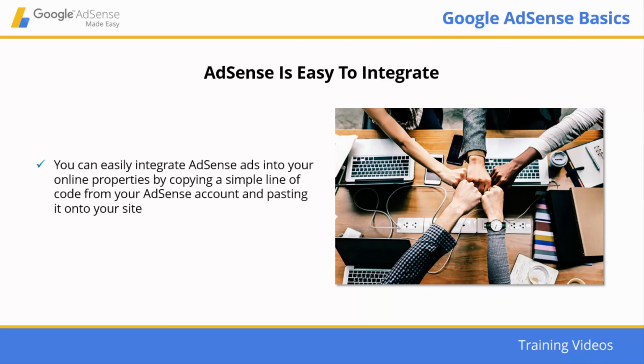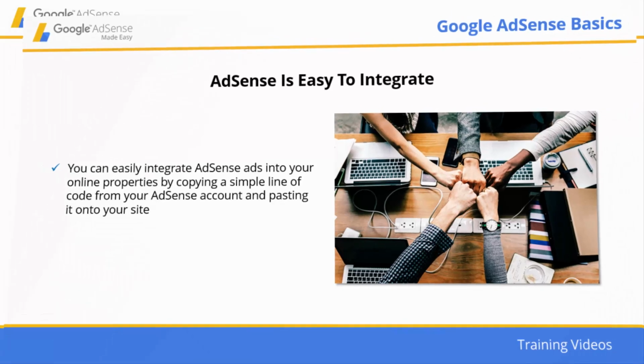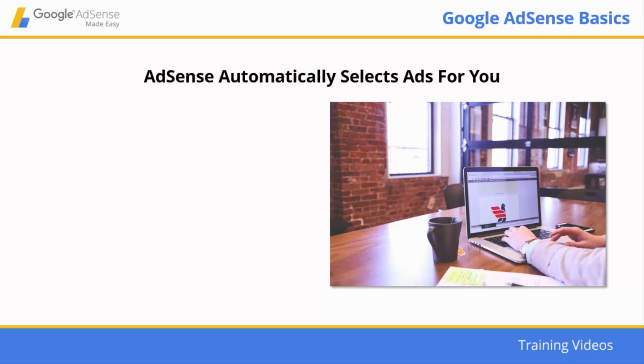AdSense is easy to integrate. You can easily integrate AdSense ads into your online properties by copying a simple line of code from your AdSense account and pasting it onto your site. You won't need to pay anyone to do it for you. Cutting on expenses. AdSense automatically selects ads for you.